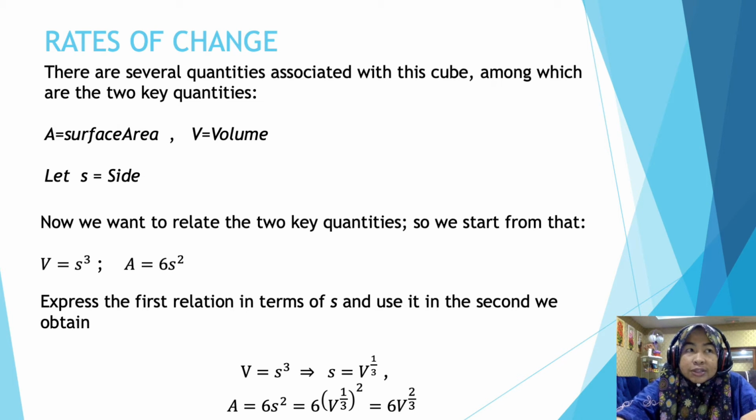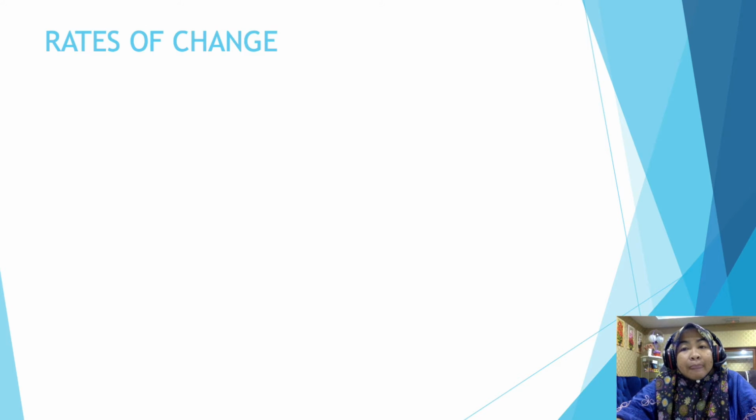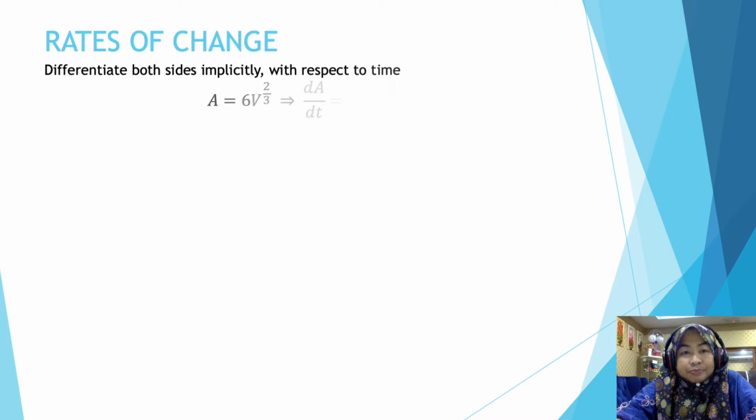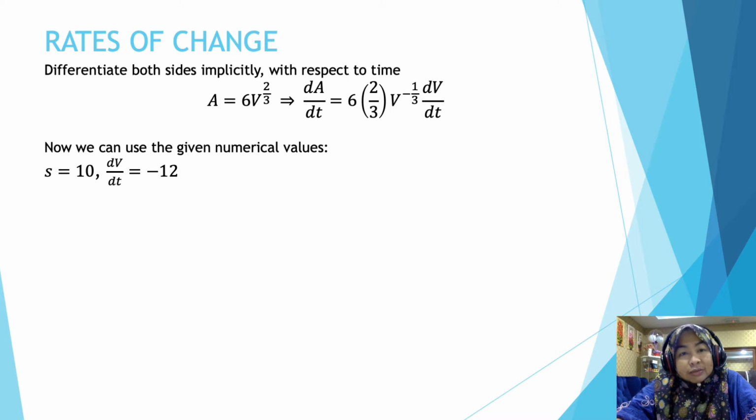Alright, so we use the method of implicit function differentiation. Now we use the formula of A in terms of V and differentiate surface area with respect to time. That means we differentiate both sides with respect to time, so we find dA/dt. And this is an implicit function. Differentiate V with respect to t, so we have dV/dt at the back.